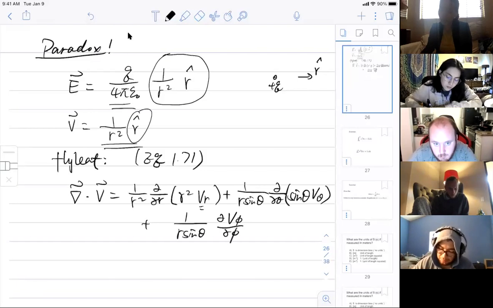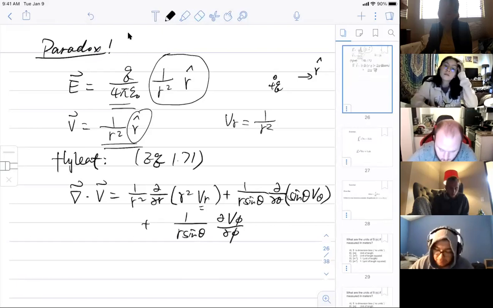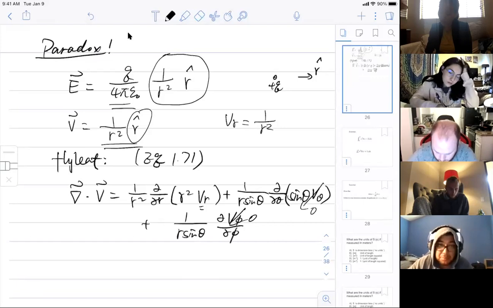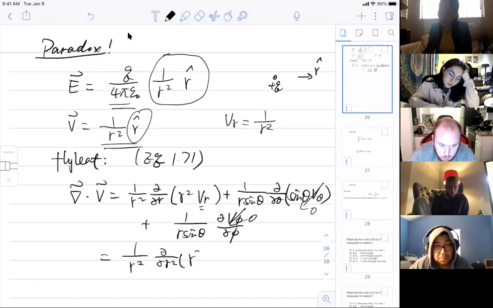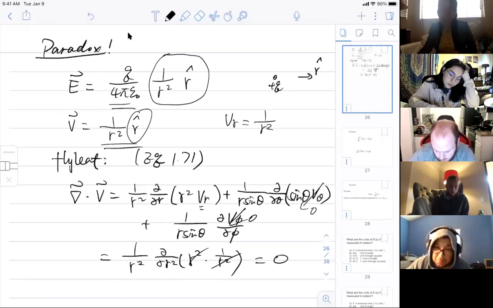So V has only V r, which is 1 over r squared. All the other components are 0. It doesn't have any. So I'm going to plug it in. Of course, this is 0, this is 0. I end up with, well, it's actually easy to calculate because the r component is 1 over r squared, and you can see this is 1. You take a derivative with respect to a constant 1, you get 0, okay? That's straightforward. I get a 0 divergence.